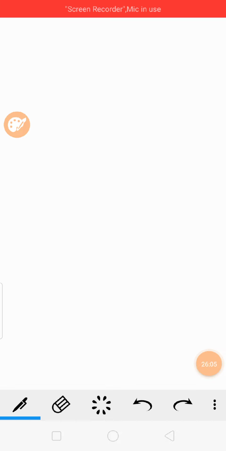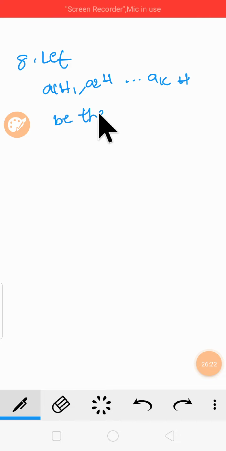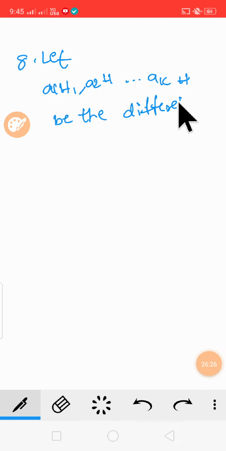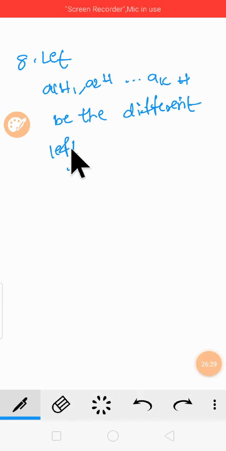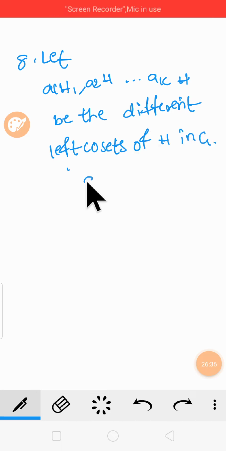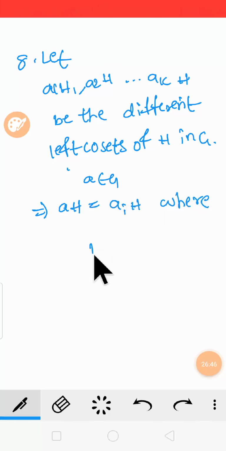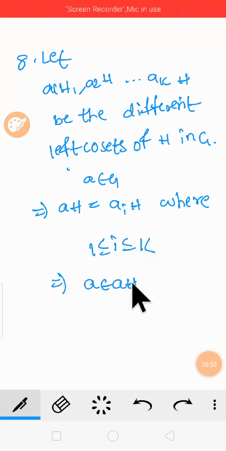Next property, let a1H, a2H, and so on, akH be the different left cosets of H in G. a belongs to G implies aH equal to aiH, where 1 is less than or equal to i, i is less than or equal to k, implies a belongs to aiH.